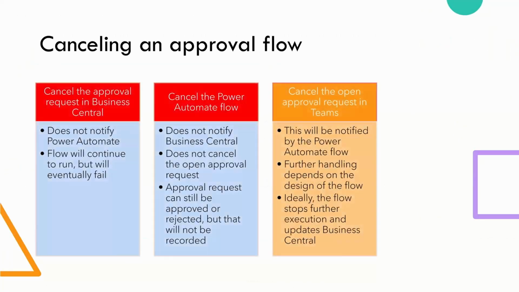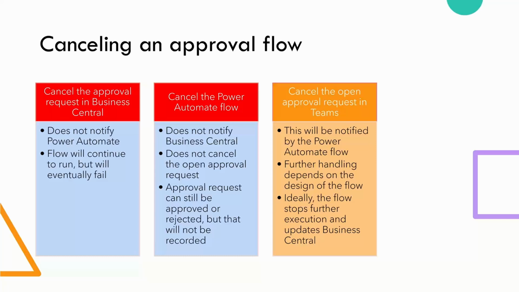And that is what I have here on this screen. Canceling in Business Central does not notify Power Automate. The flow will continue to run, and when you cancel a Power Automate flow, that doesn't help either. What you should do is cancel the open approval request in Teams. That is the only way that it works.